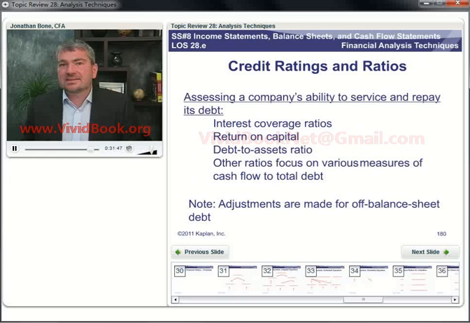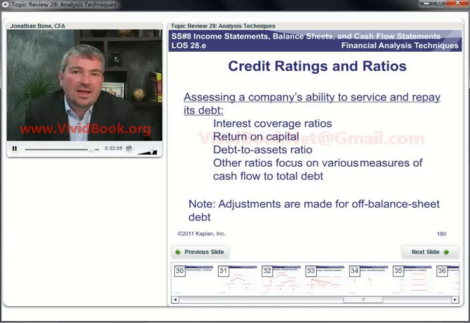Credit ratings and ratios. Now, of course, Standard & Poor's, Moody's and Fitch all use credit ratings and ratios to establish their credit ratings. And of course, what they're interested in is the company's ability to service and repay its debt. So service, pay interest when it's due, and repay, pay down the principal.